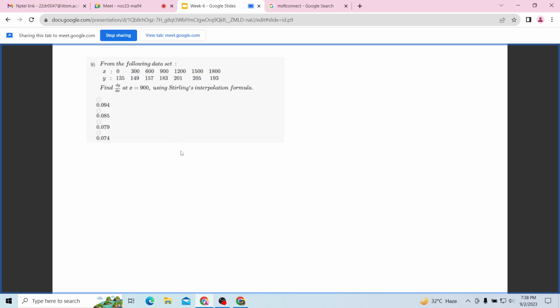What is the correct answer you're getting? Is it B, 0.085? For using Stirling's formula, first calculate the forward difference table. For that, arrange the x and y values and calculate del y, del square y, del cube y, del 4y, del 5y, and del 6y. Then using Stirling's formula, you have to calculate dy by dx at x equals 900. So just substitute the values in the Stirling formula.